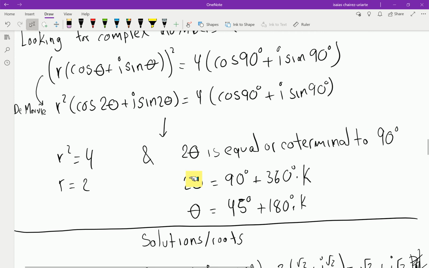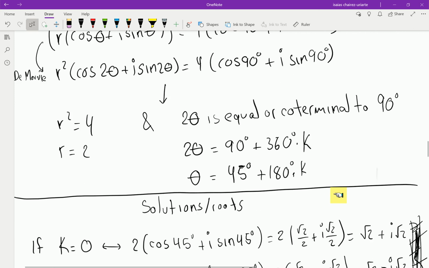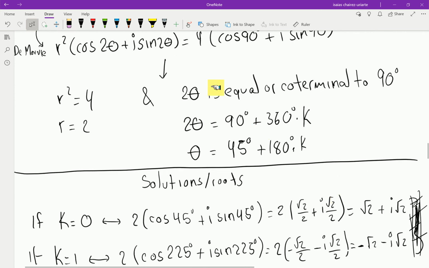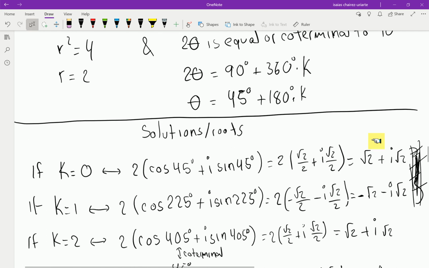Well, what does that mean? It means that 2 theta is equal to 90 degrees plus 360 times k, so any coterminal angles to 90. And now what I'm going to do is divide this equation by 2. So if I divide everything by 2, 90 divided by 2 is 45, 360 divided by 2 is 180. And now we kind of have our solutions here.